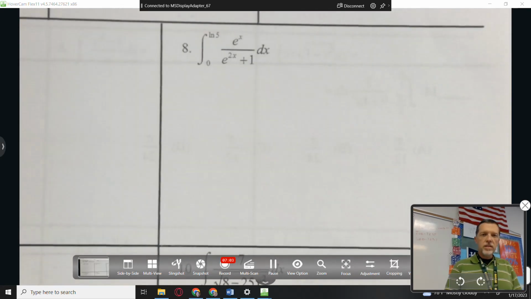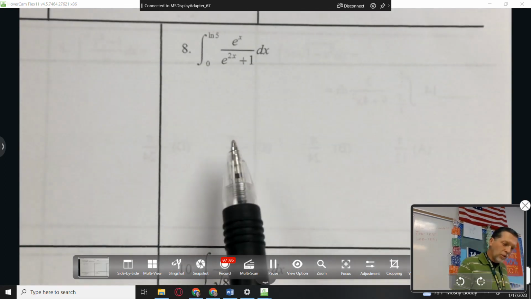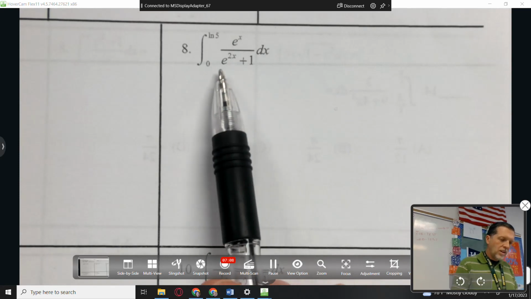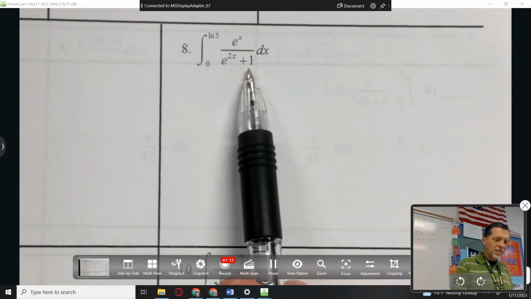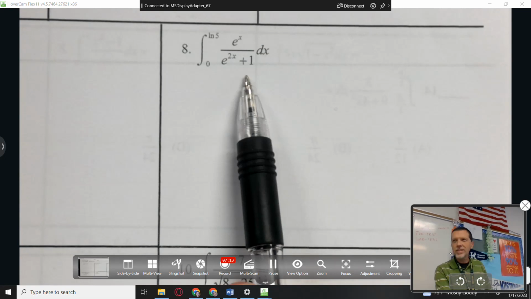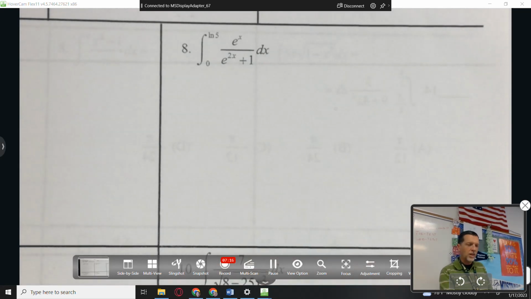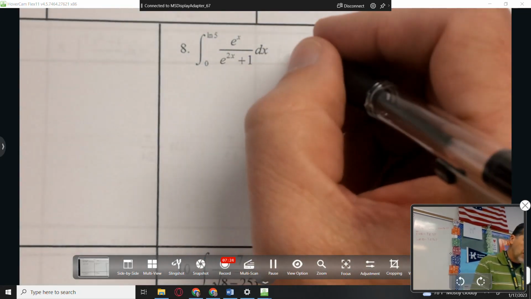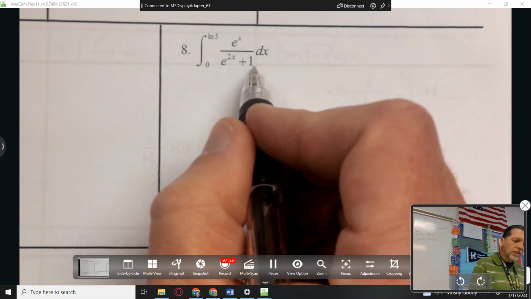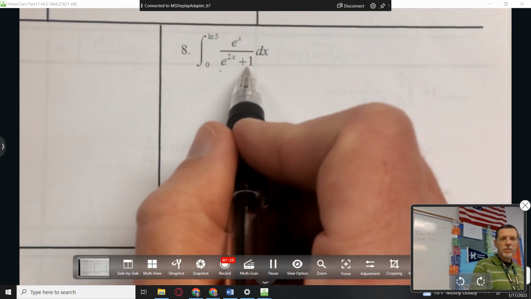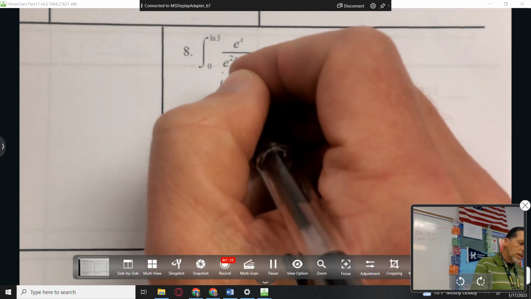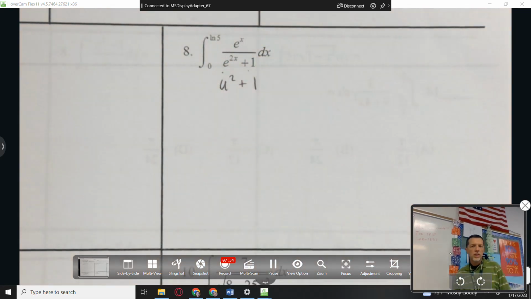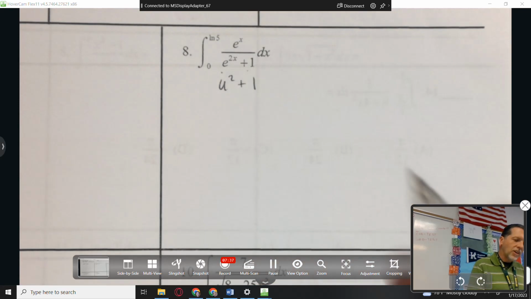Number 8. So again, it's got to be a u substitution of some sort. If u is e to the 2x plus 1, then du is e to the 2x times 2, and that doesn't do anything for me. Well, you could put a 1/2 out front. Yeah, I can always fix the numbers. I think this sort of looks like something squared plus 1 in the bottom. So that's an arctan kind of thing.